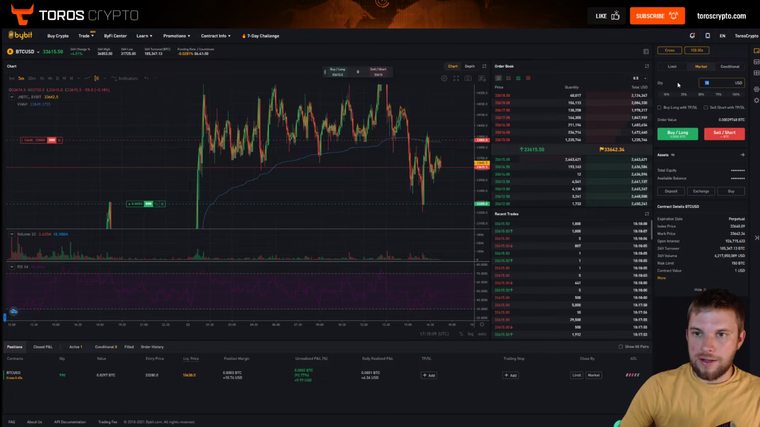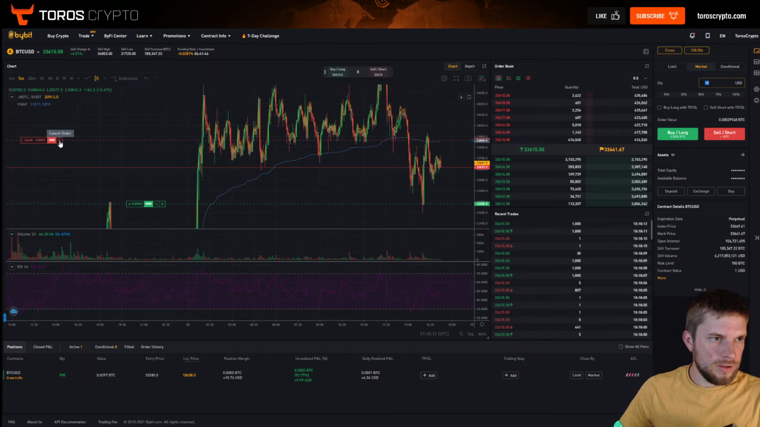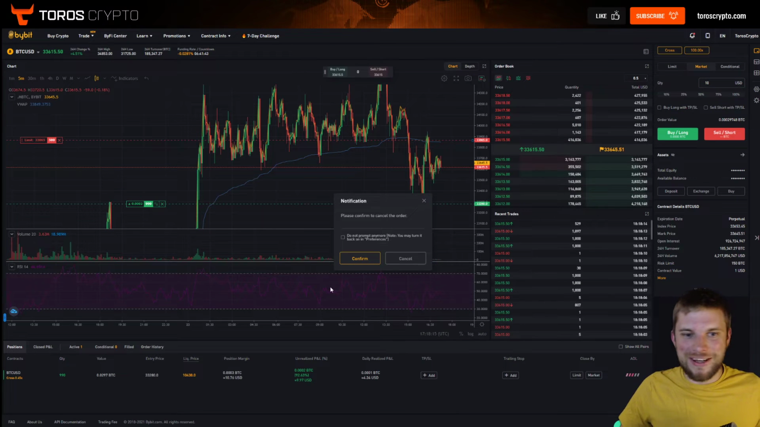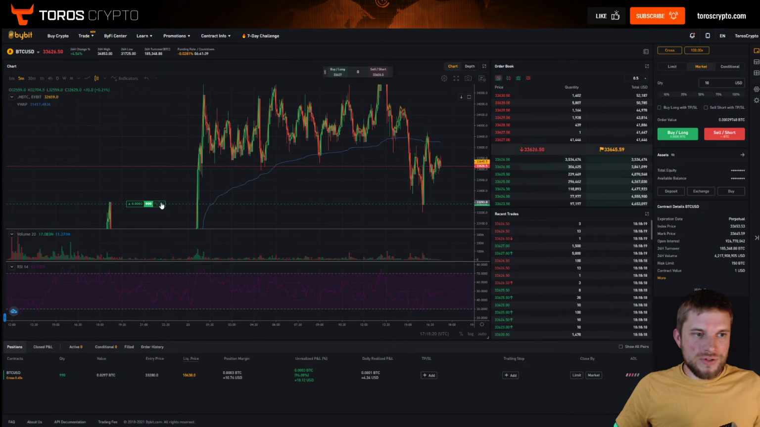Let's leave that as that, and I will show you some other features as well. So in order to cancel your trades or to cancel your orders, it's very simple. You can just click on the X here, so you can see here this will just immediately close my position.